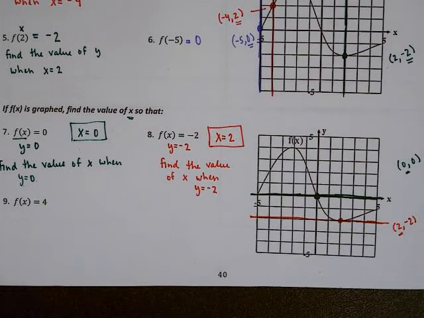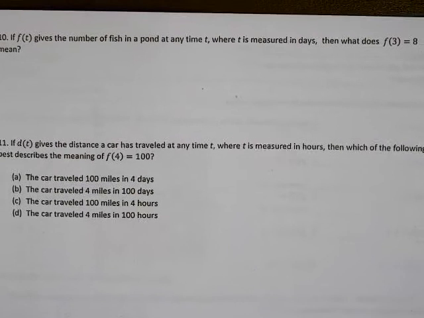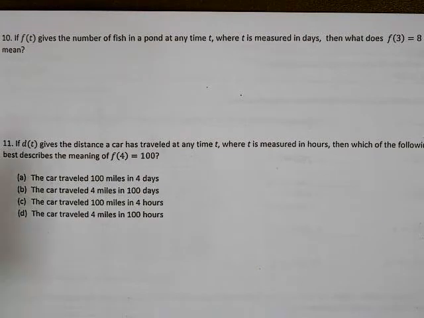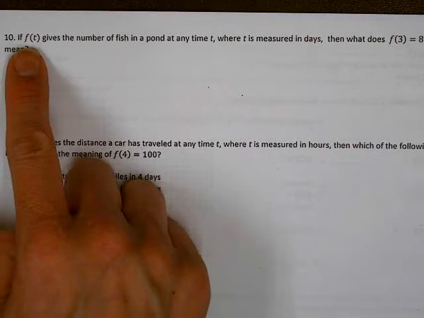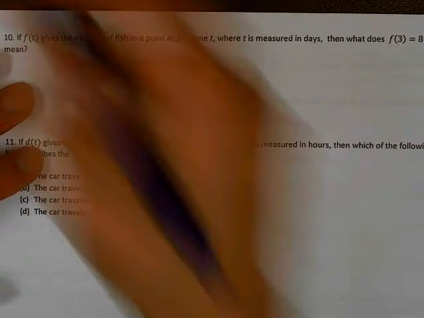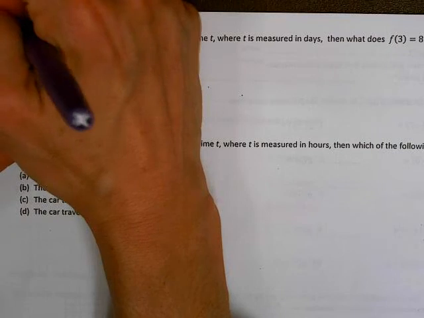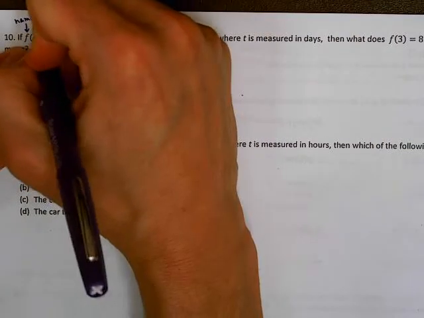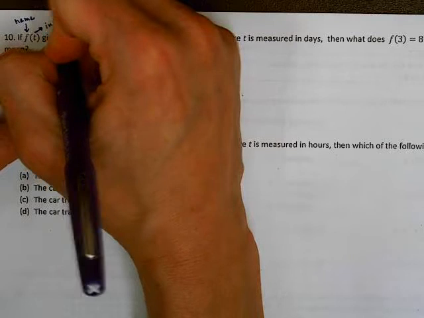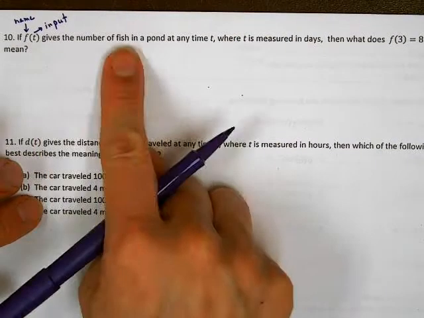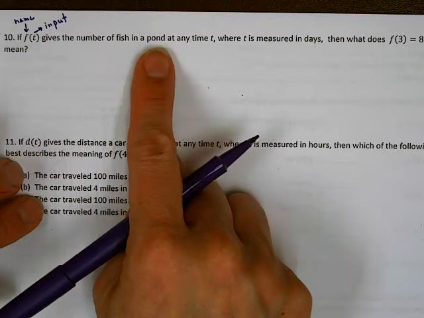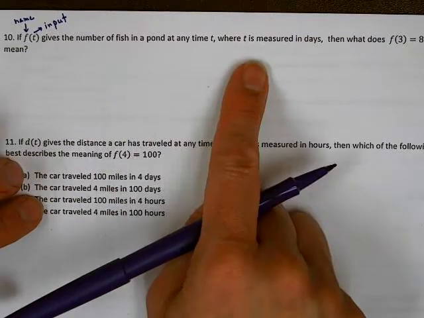All right, so I'm going to leave 9 because that may be a good one to talk over to make sure everyone's understanding this. So let's look at 2 application problems really quick. And I think we'll just do one of these, and then again we'll leave one of them to go over in class. So number 10 says that if f of t, so this function that's named f, right? We said this was the name of the function in our last video, and t was our input. So I have this function named f, and it gives me the number of fish in a pond at any time t where t is measured in days.